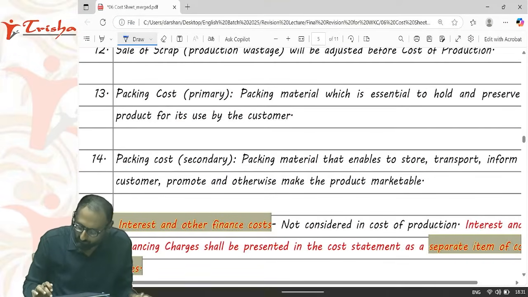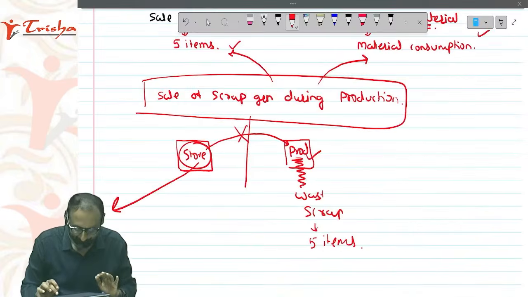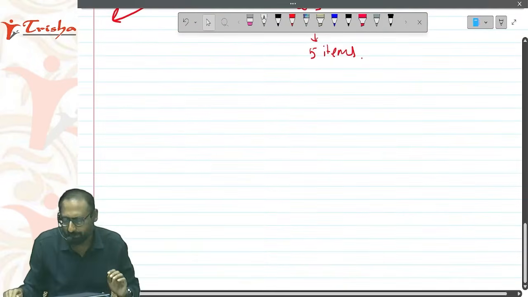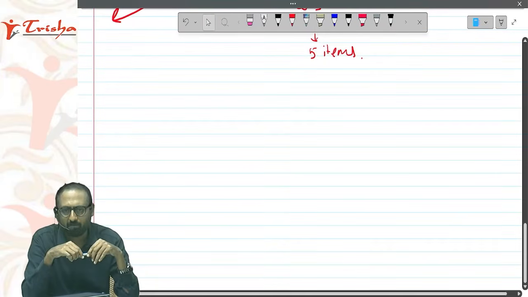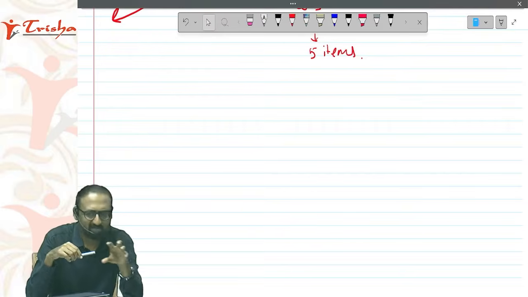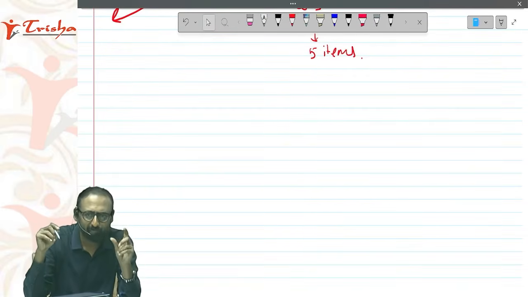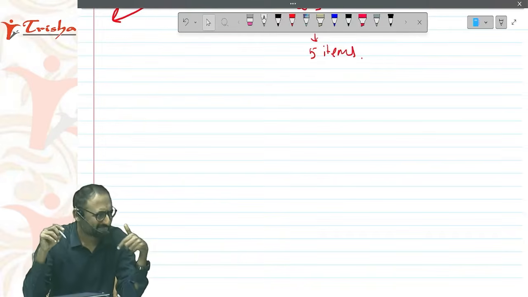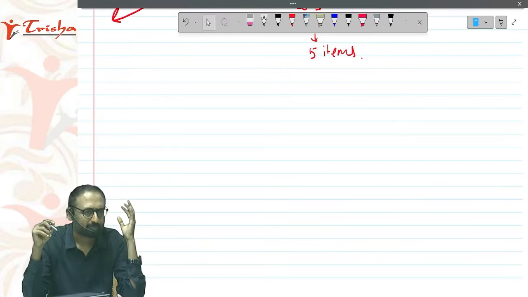Next one. Boss, there are 2 types of packing. The first one is your primary packing, the second one is your secondary packing. Primary packing is necessary for preserving the goods. Secondary packing is generally used for transportation of the goods.